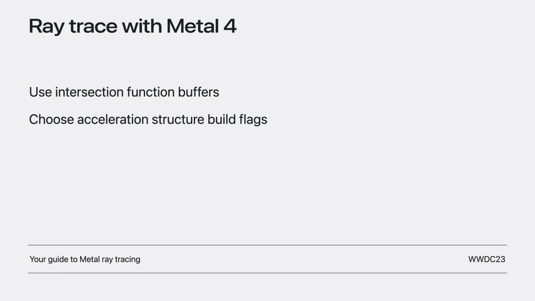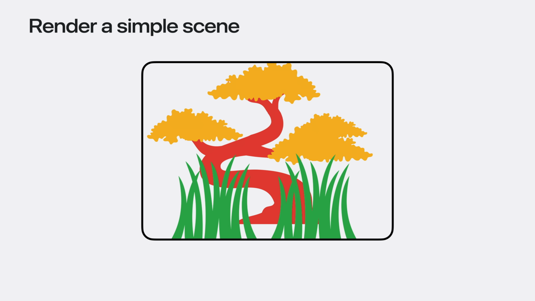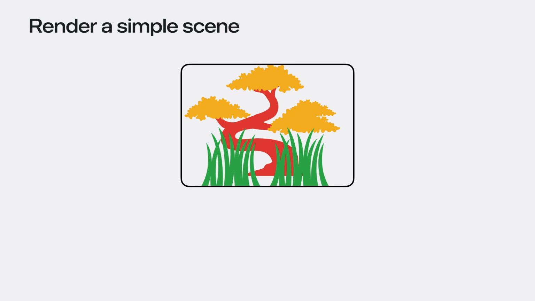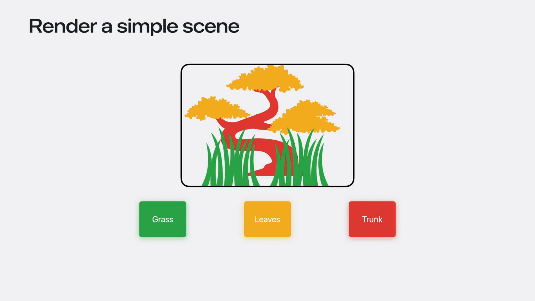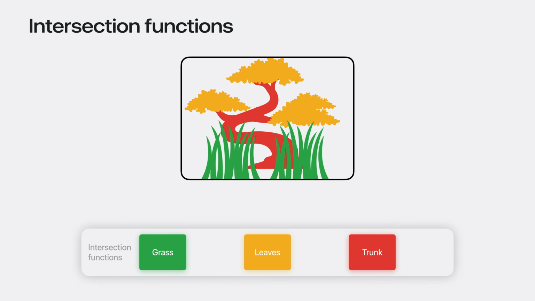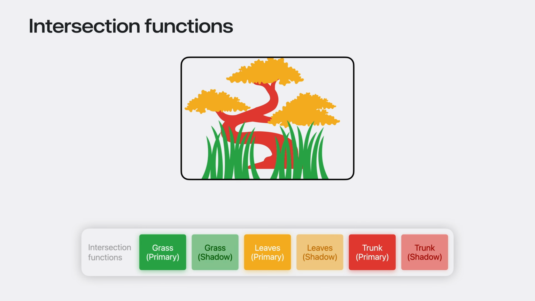To learn the basics of Metal ray tracing, such as building acceleration structures and intersection functions, watch Your guide to Metal ray tracing. Consider a game that ray traces a simple scene with grass around a tree. Already in this simple scene, there are multiple material types such as alpha-tested foliage, and the opaque trunk of the tree. And as a result, many different ray tracing intersection functions are required, separately for primary rays and shadow rays.